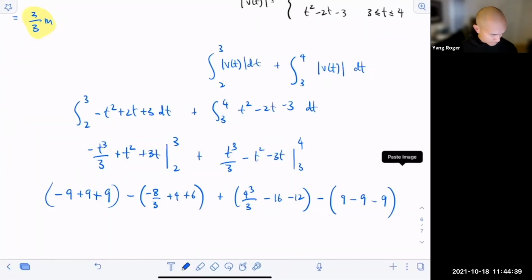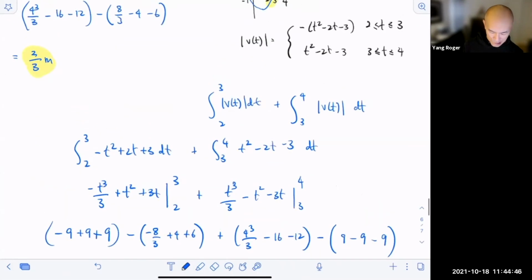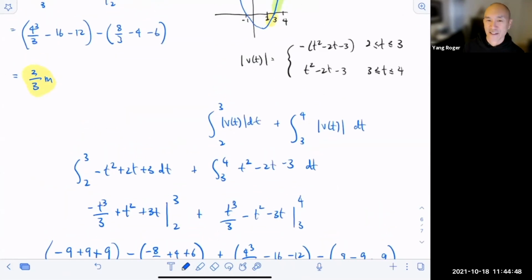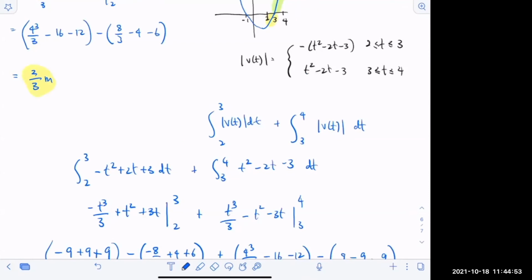Any questions? So I think this is the part that you're going to have difficulty with. I think everything else is pretty straightforward. I have a question. Yes.